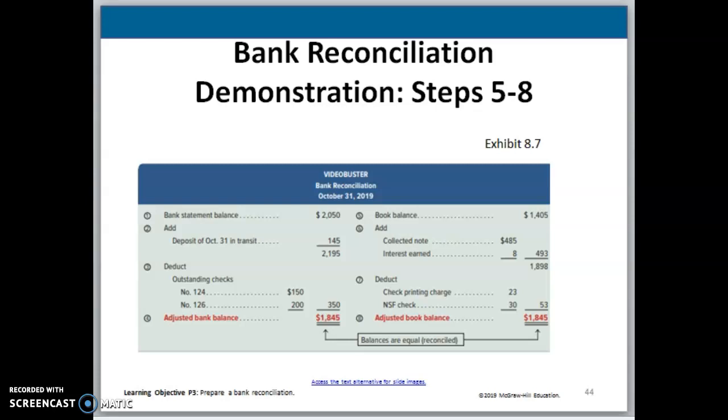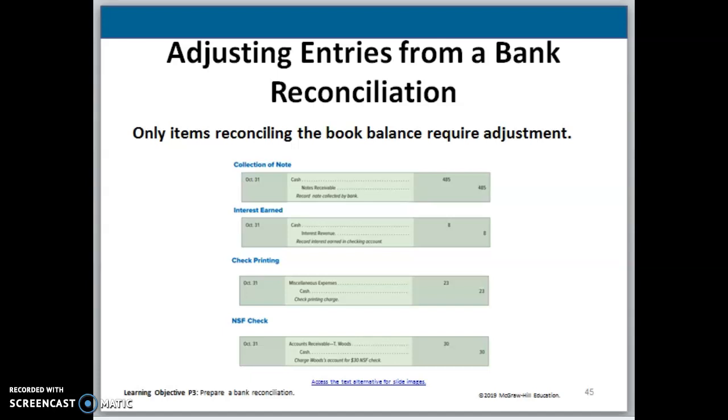So we can see that we had 4 adjustments to the book balance. We had 2 additions and 2 deductions. So let's look at how the entry would look for those. Our first one, we're receiving cash, right? Because we're adding it. So we're adding cash. We're going to debit cash, and we're going to credit the other side of that. For this, we were recording a note that was collected, so we recorded a reduction to notes receivable for $485.